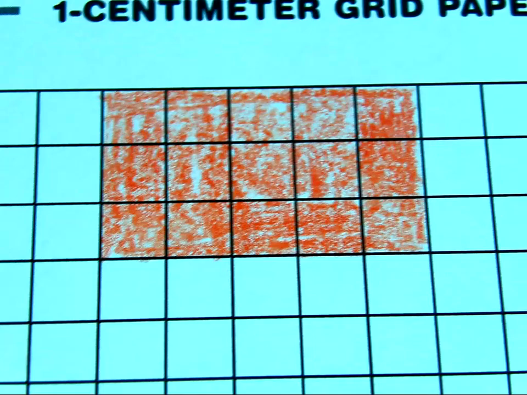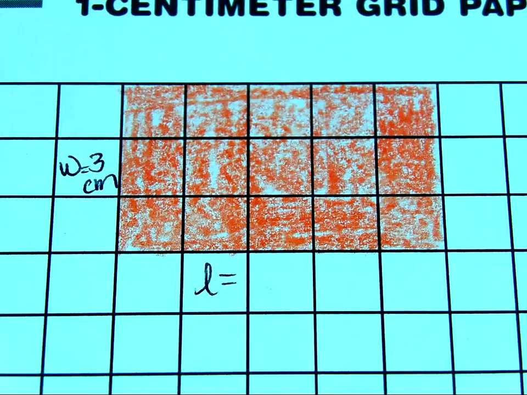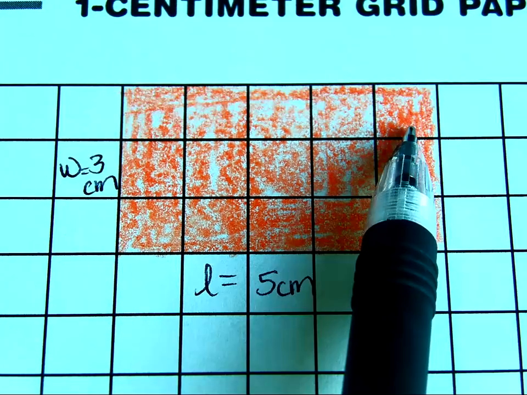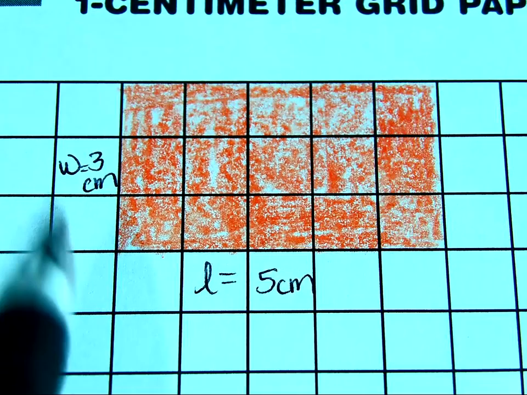The width equals 3 centimeters. The length equals 5 centimeters. And I do a cursive L so that you don't think that it's a 1. To find the area of the shape, I can count each individual square on the paper and get 15. Or I can multiply the width times the length, which would also be 15.